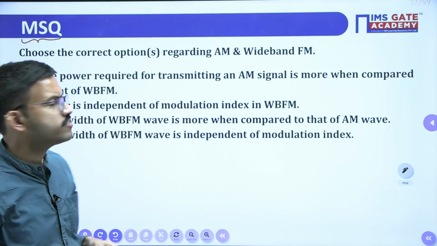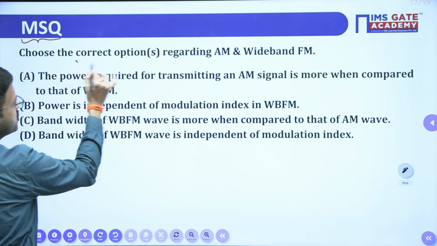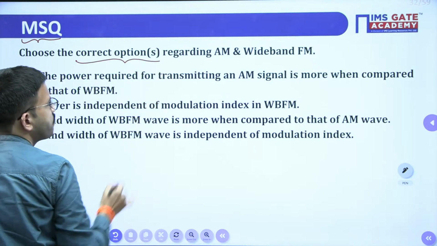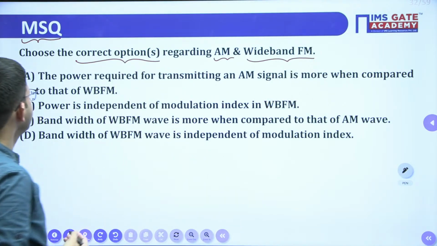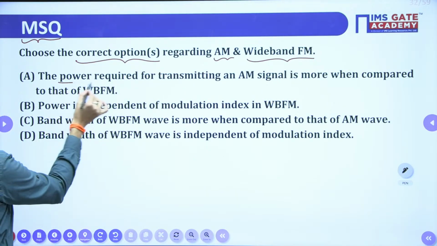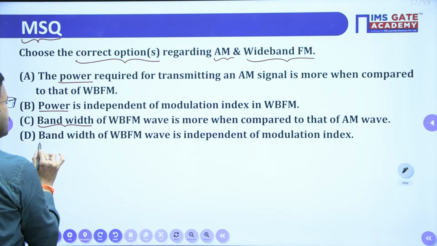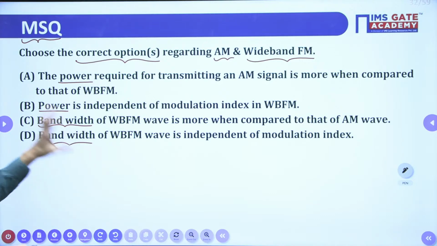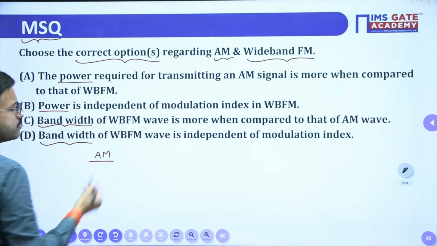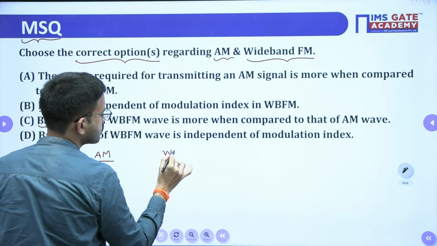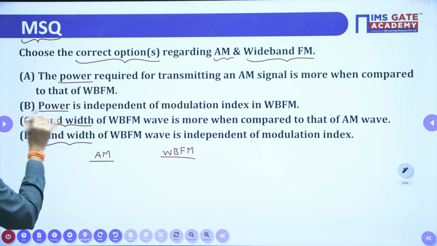You can cross check the one more option. Here they are asking to choose the correct option or options regarding AM and wideband FM. If you observe the choices, you have two choices regarding power and two choices regarding bandwidth. So first recall regarding AM signal and wideband FM. Two choices are regarding power.